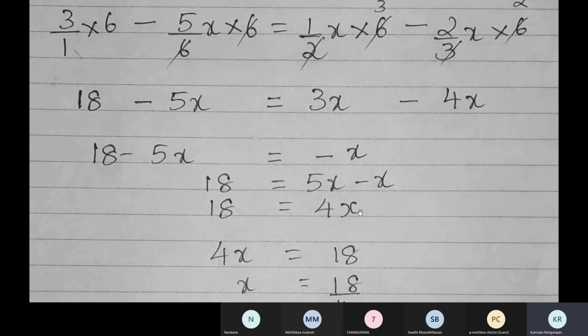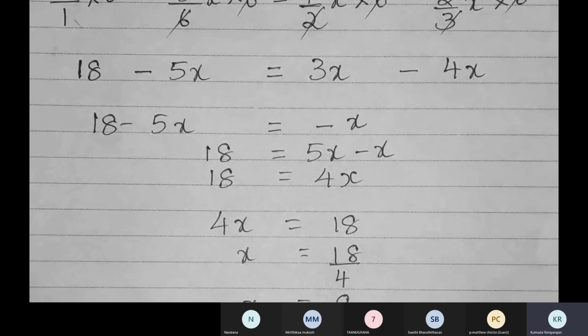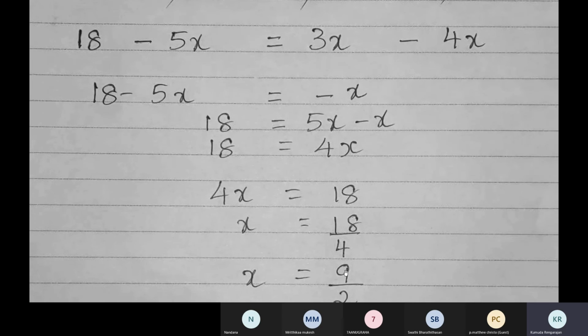So you can see 4x is equal to 18. So x is equal to, you divide both the sides by 4, right? You don't have to show all those steps now. You divide both the sides by 4 and you get x is equal to 18 by 4, which is 9 by 2.